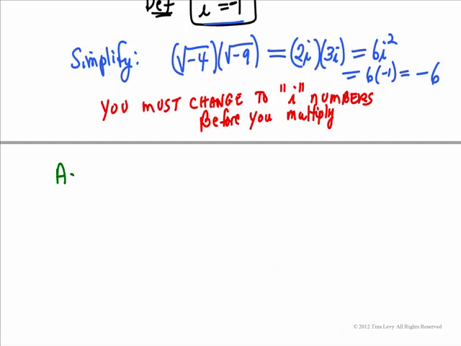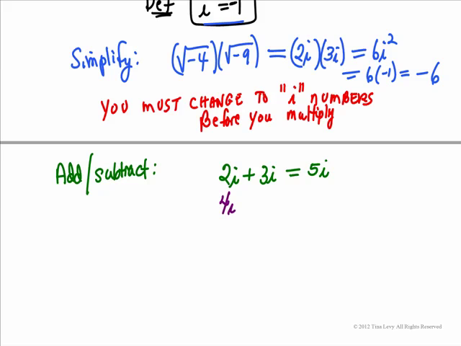Now we're going to look at adding and subtracting. So we're going to add and subtract imaginary numbers. If I say 2i plus 3i, it's just like we would have done 2x plus 3x. 2 imaginary plus 3i would be 5i. Same with subtraction. If I say 4i subtract 11i, 4i's and negative 11i is negative 7i.